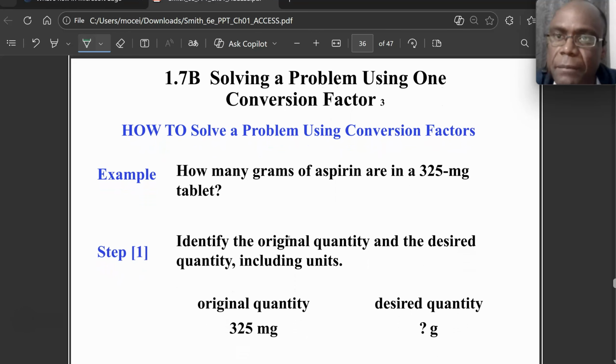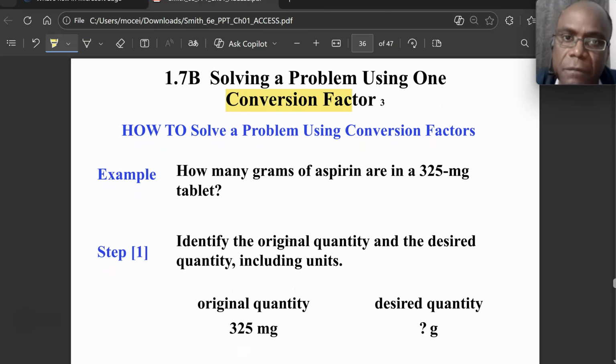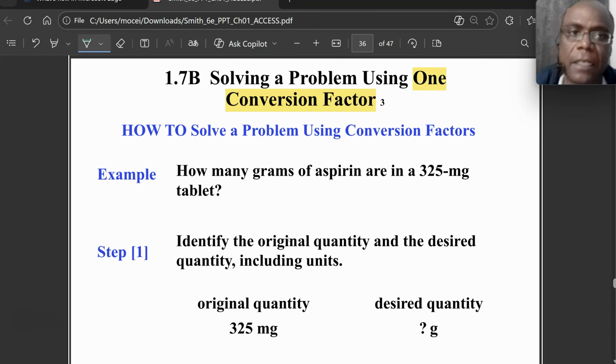Now, let's see some examples on how we can use conversion factors. The first one is using one conversion factor. There are other calculations that require you to use more than one conversion factor. Example number 1 is right here. Example number 1: how many grams of aspirin are in a 325 milligram tablet?